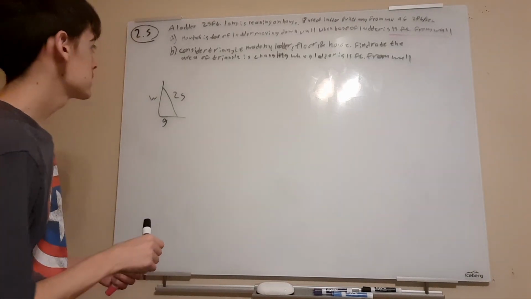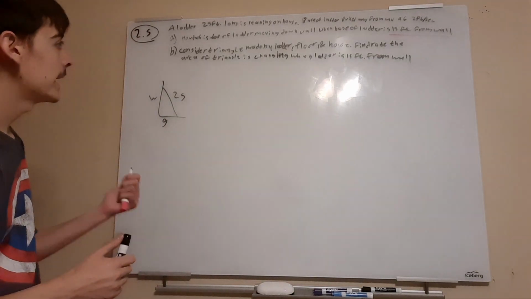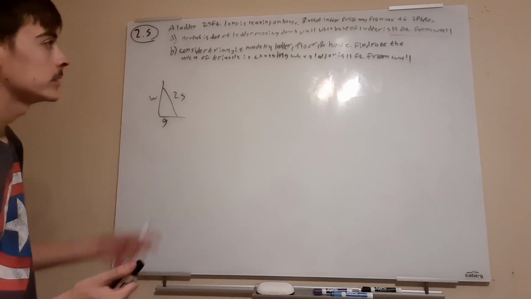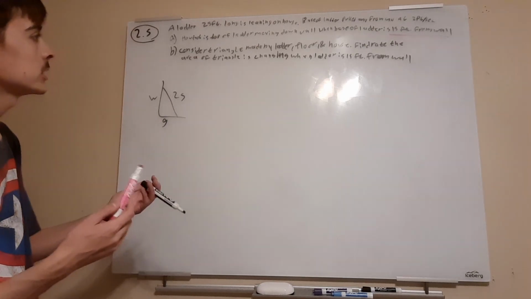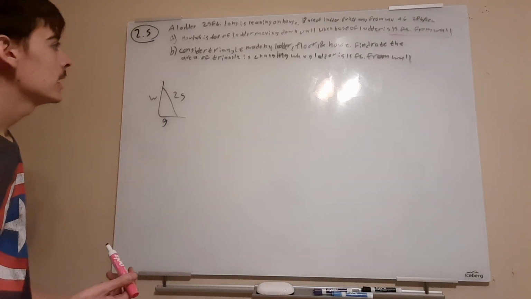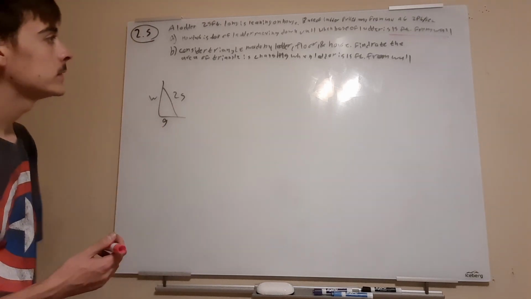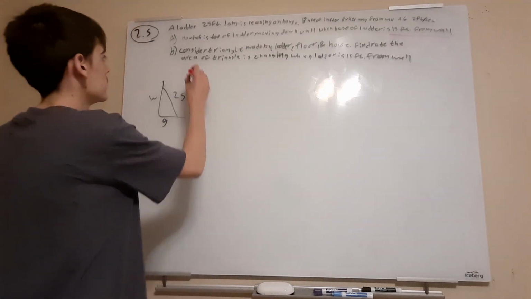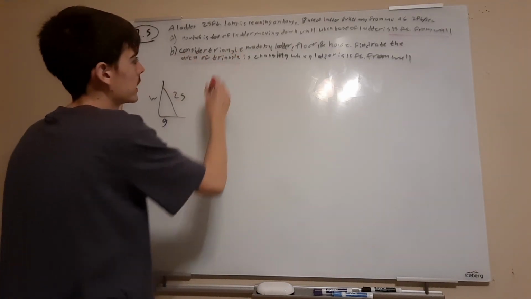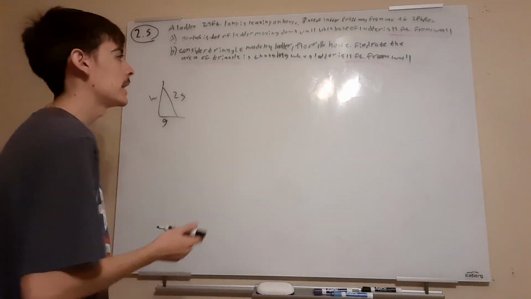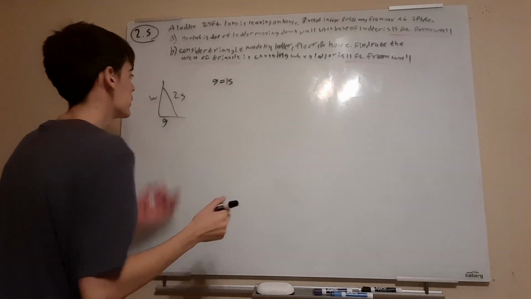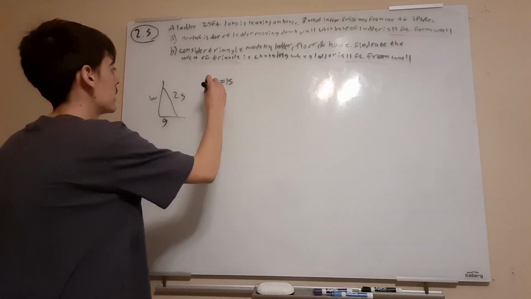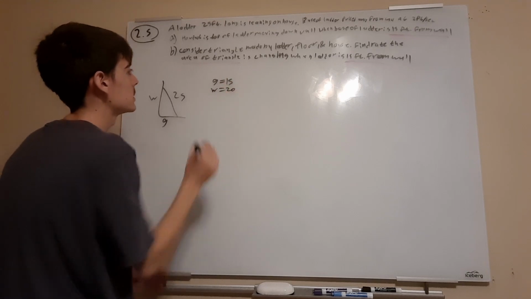Okay, so part B asks us to consider the triangle made by the ladder, the floor, and the wall, or the house, whatever. Find the rate of change of the area of the triangle when the ladder is 15 feet from the wall. So the ladder is 15, same as the last question, so G is going to be 15. And remember, based off of the last question, solving with that means W is equal to 20. So keep that in mind.